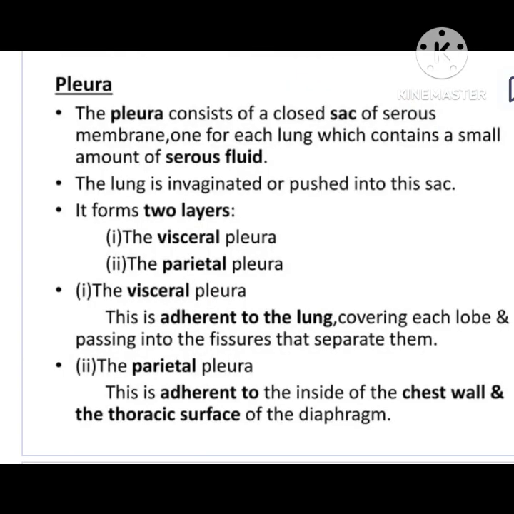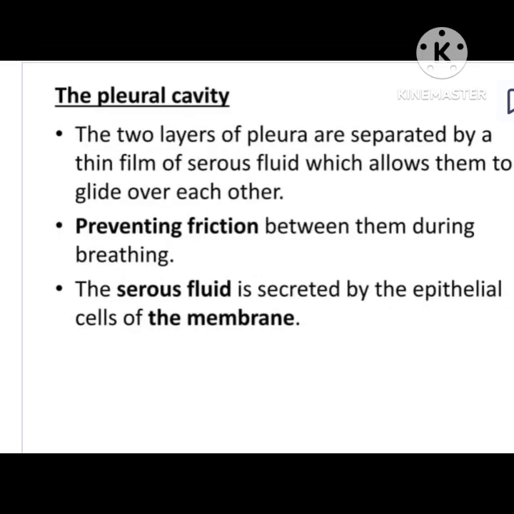Next is the pleura. The pleura consists of a closed sac of serous membrane, and it forms two layers, visceral and parietal pleura. The visceral pleura is adherent to the lung, and the parietal pleura is adherent to the inside of the chest wall and the thoracic surface of the diaphragm. In the pleural cavity, the two layers of pleura are separated by a thin film of serous fluid, which prevents friction. Serous fluid is secreted by the epithelial cells of the membrane.